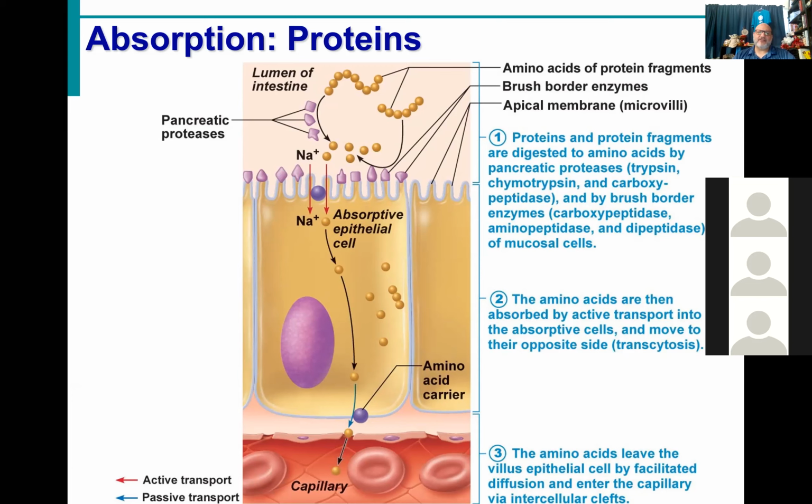Notice both these paths are pretty simple and straightforward. Questions on them? Look, this one even shows some pretty pancreatic enzymes and some brush border enzymes, all playing a role with it. It's all very simple, very straightforward, very fun. All right, questions on that?